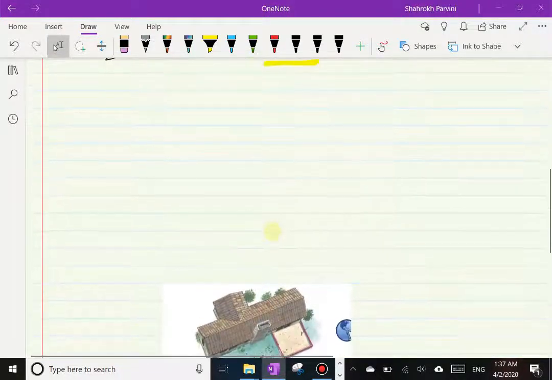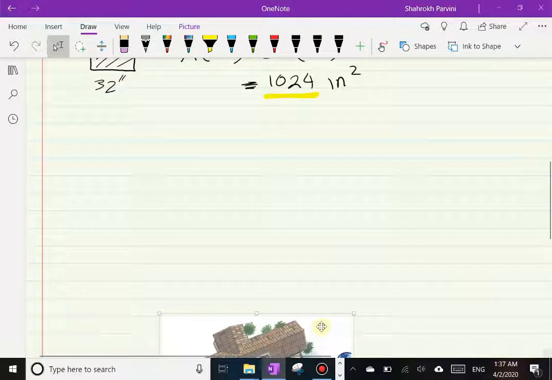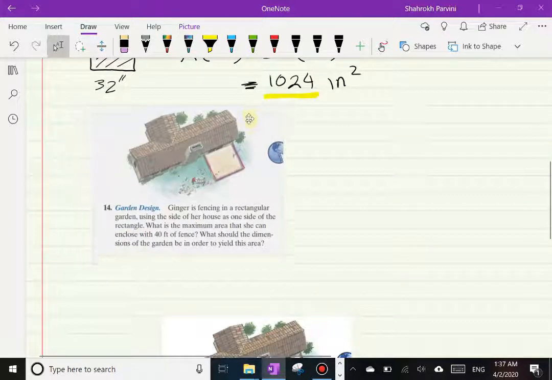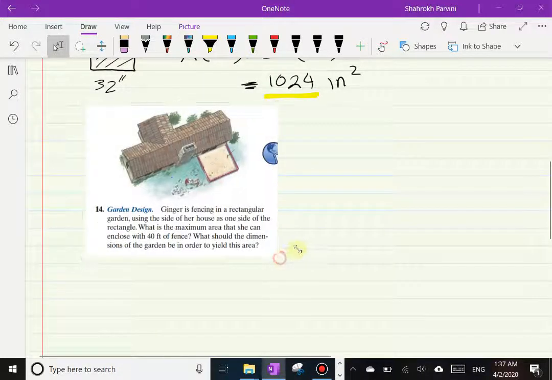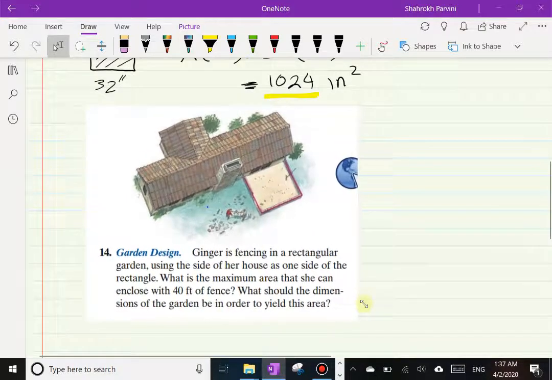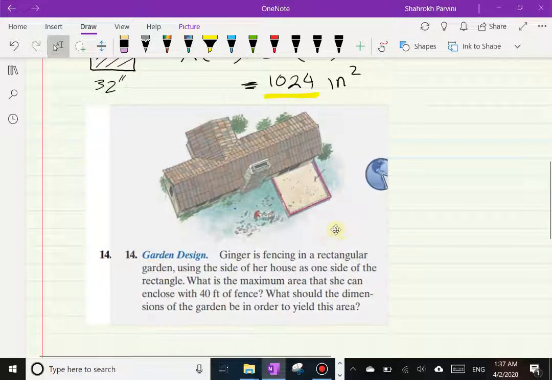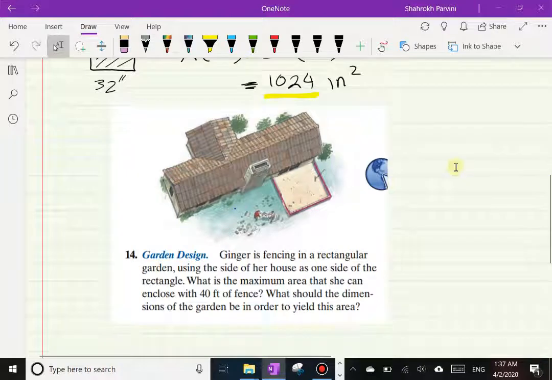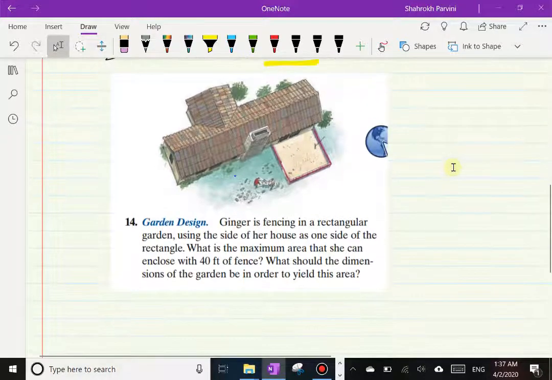So let me now bring this one a little closer to where we can see it, and then let me enlarge it. And here you go again. This one, hopefully you can see better. Okay, you're doing exercise 13, which is very similar to this one.